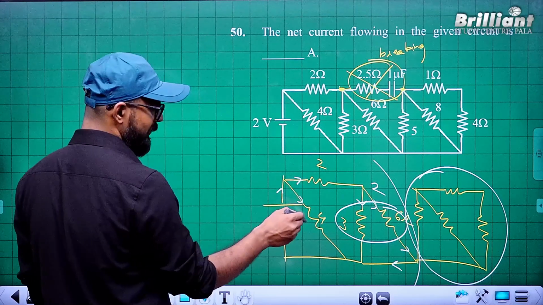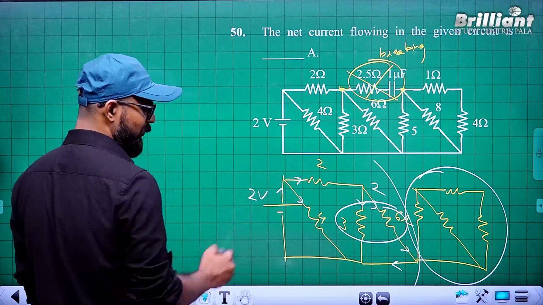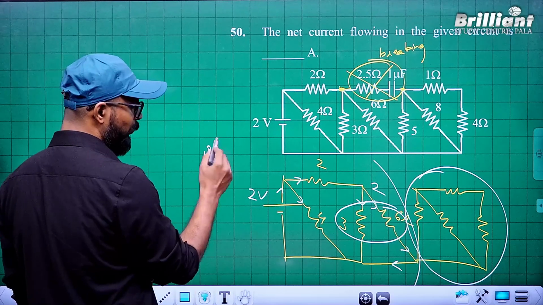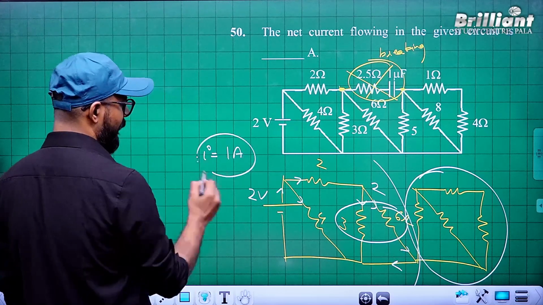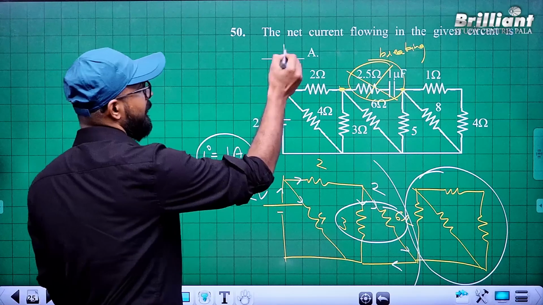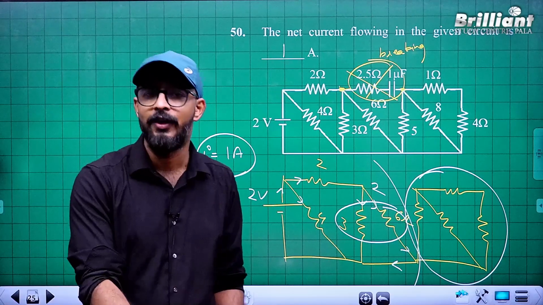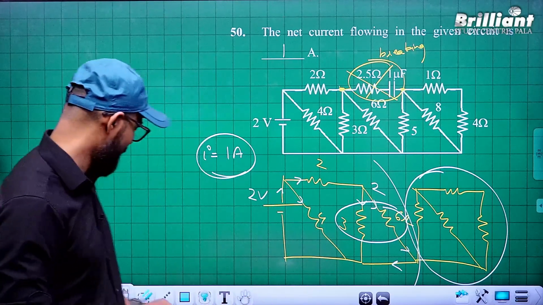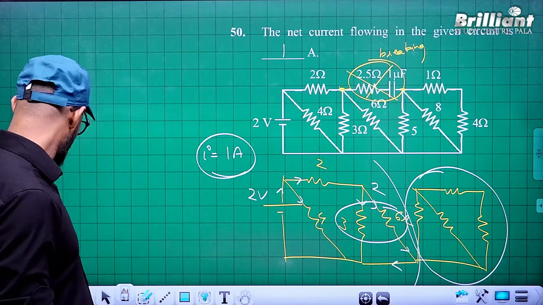So the effective resistance is 2 ohm. Potential difference is 2 volt. Current should be 2 by 2, 1 ampere. So that is the answer. The net current flowing in the given circuit is 1 ampere. And that's all the question is about.